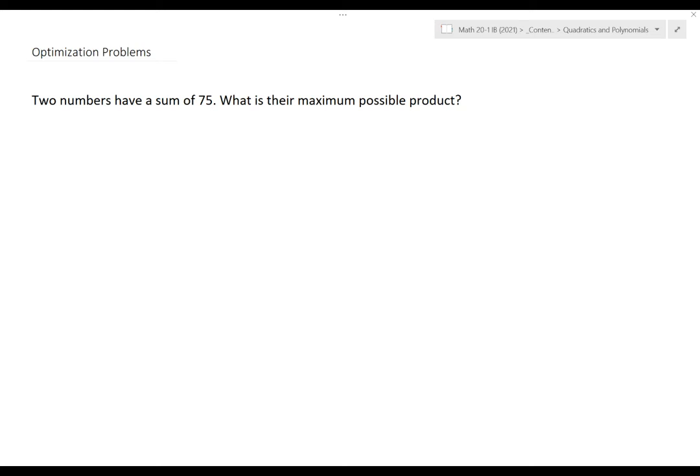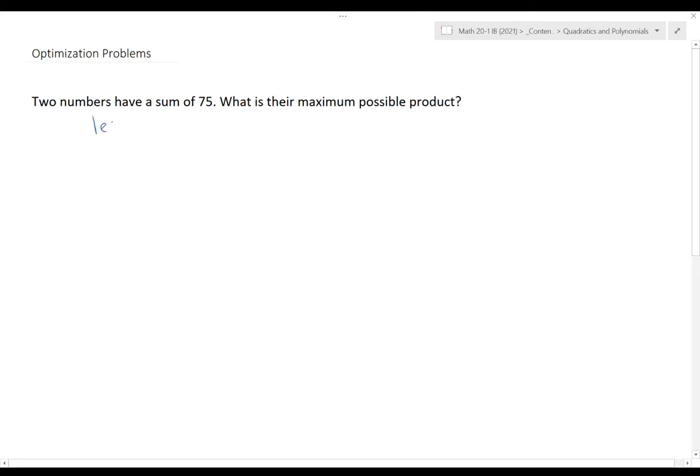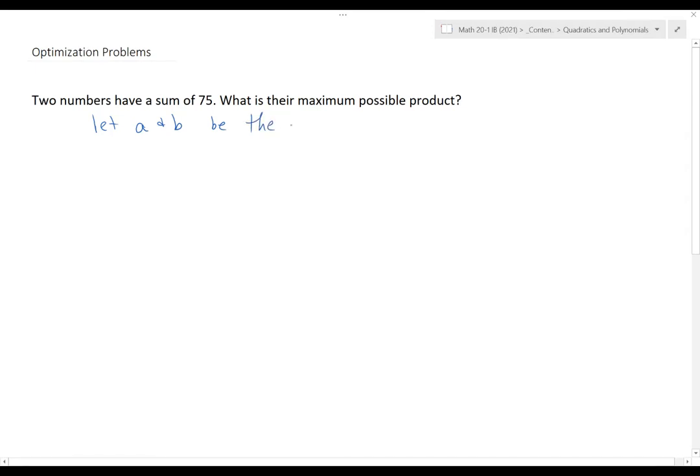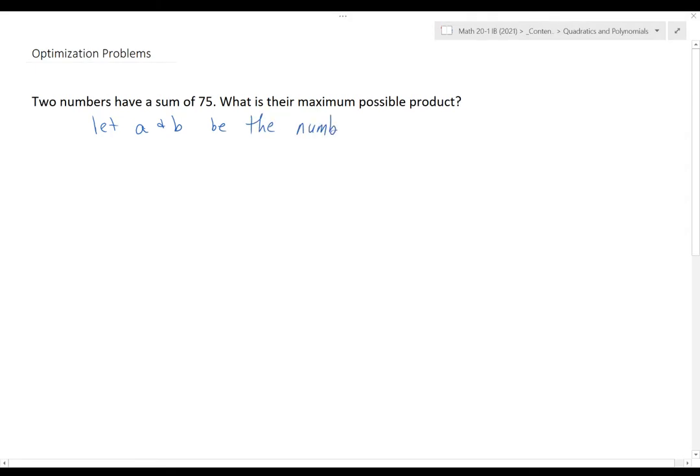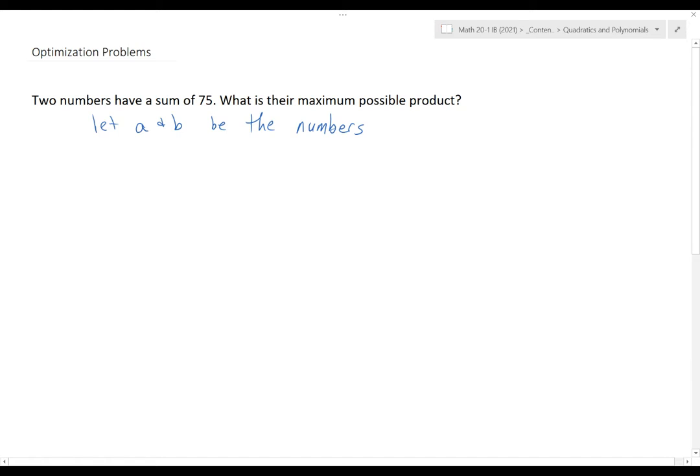So very simply, this one's not really necessarily a real life application, but just to get started, we know we have two numbers that have a sum of 75, and we want to know their maximum possible product. You can start this with one variable, but I'm going to do it with two variables, so let A and B be the numbers. Always start by defining your variables, whether you're using X and Y or a single variable, so that everybody following your work knows what you're referring to.